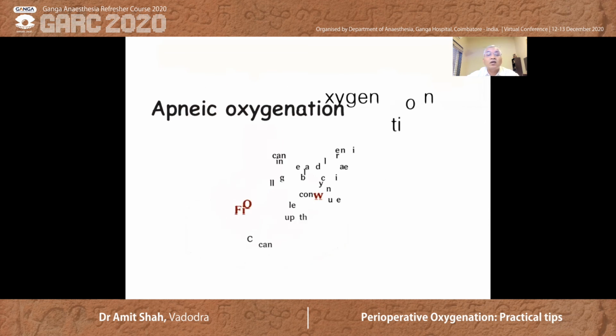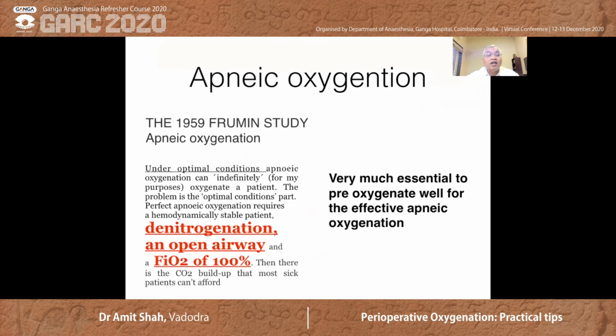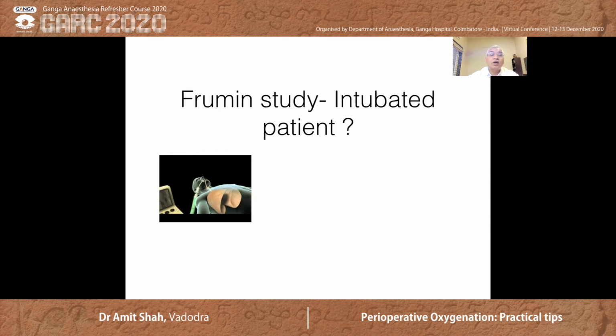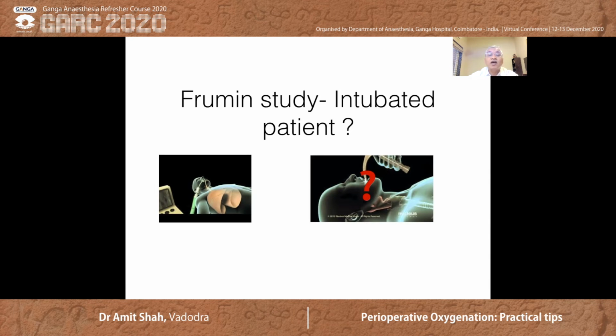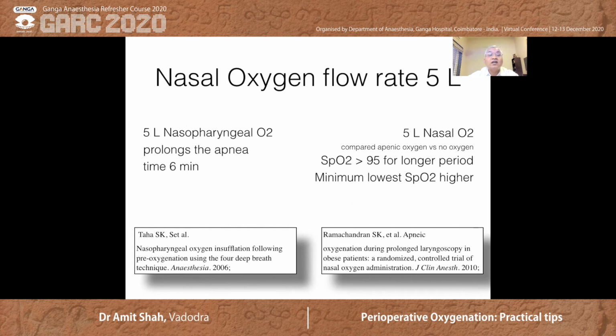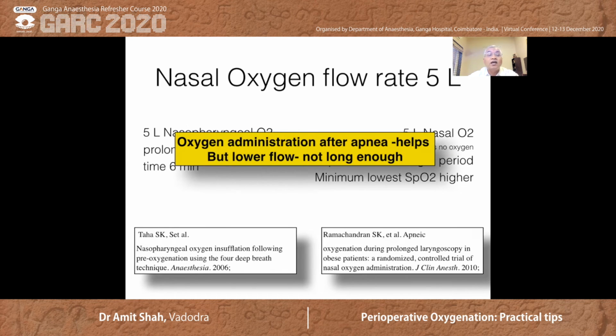Dr. Frumin identified that there are three essential requirements of apneic oxygenation. One is denitrogenation, second is an open airway, and third is FiO2 of 100%. The Frumin study was for the intubated patient, and we are discussing here a technique which helps us during intubation when the patient is not breathing. So the tube is not placed yet. Even if you look at the literature, even a small 5 liter of nasal oxygen can prolong the apnea. It is very clearly identified, but it does not give you enough time. It is not long enough. So what you need is higher flow.